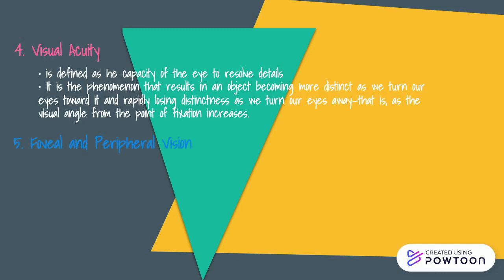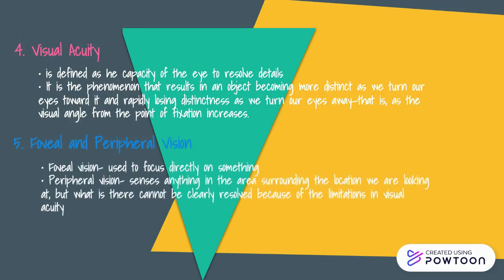Fifth is the foveal and peripheral vision. The foveal vision is used to focus directly on something, while the peripheral vision senses anything in the area surrounding the location we are looking at, but what is there cannot be clearly resolved because of the limitation in visual acuity. The performance on foveal window deteriorates when there are peripheral windows, and the performance degradation is even greater if the information in the peripheral is dynamic or moving.